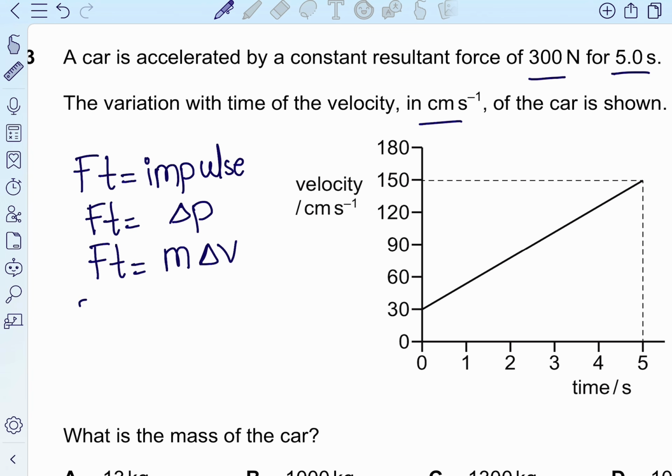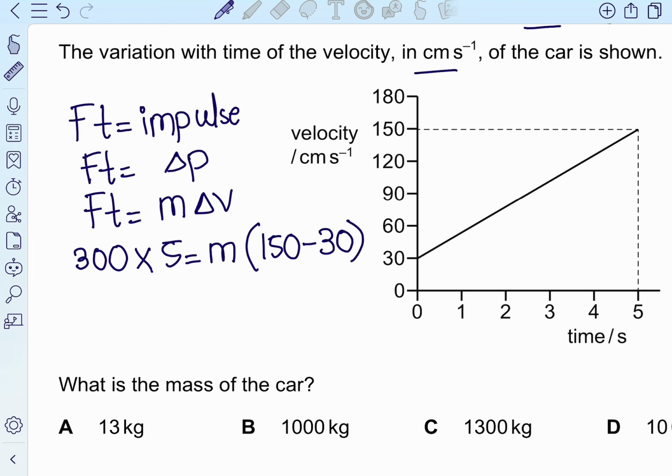Now the force is 300 newtons. The time that it's applied for is 5 seconds. The mass of the car is something that's unknown. The velocity change is basically 150 minus 30. Now remember that 150 minus 30, both of these values are given in centimeters per second raised to -1.